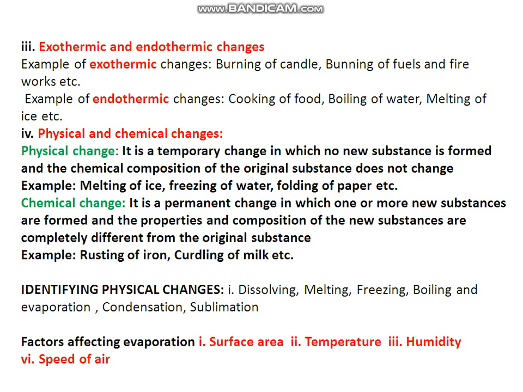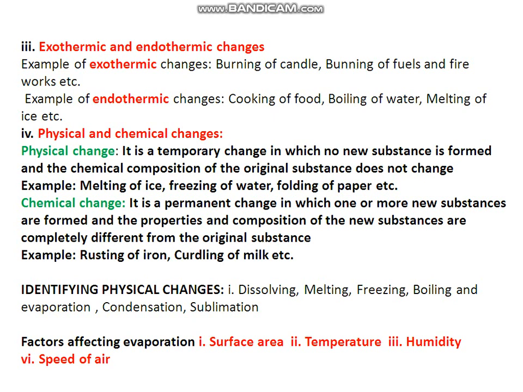Now, physical and chemical changes. There are some changes which are temporary and no new substance is formed, and the chemical composition of the original substance does not change. For example, melting of ice. When ice melts, water is formed, and the composition of water and ice is the same, and we can get back ice from water. That means the change was temporary and we can get back the previous substances. That is why it is a physical change.